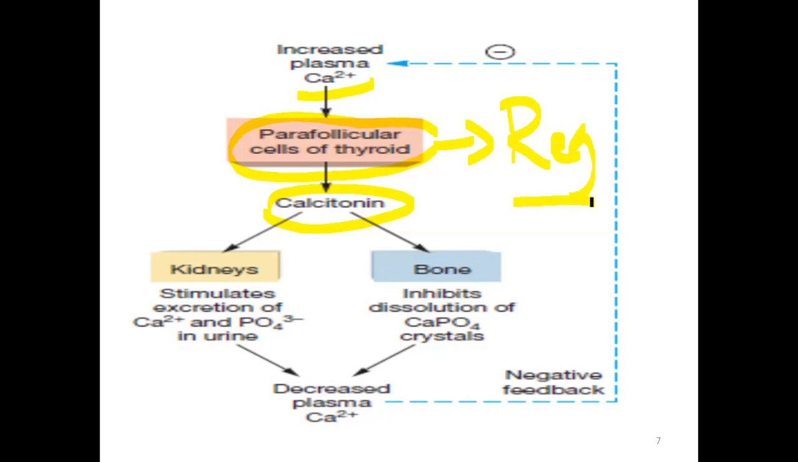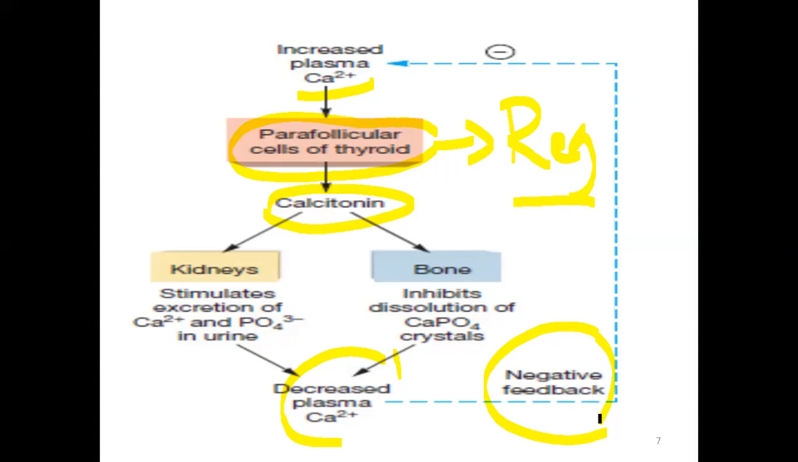So calcitonin, when it acts on the kidney, promotes excretion of calcium. When it acts on the bone, it prevents dissolution of the bone. So ultimately, this decreases the calcium level in the serum. When it is significantly reduced, the negative feedback mechanism will be activated so that the calcitonin effect will be withdrawn from the gland. So this is how calcium can be regulated in the body system.